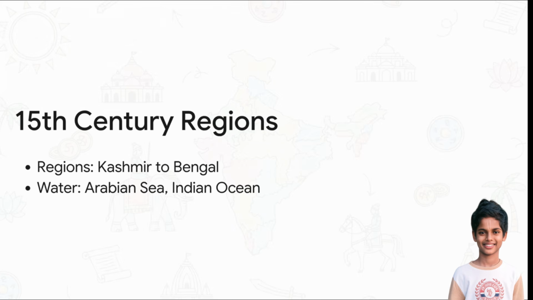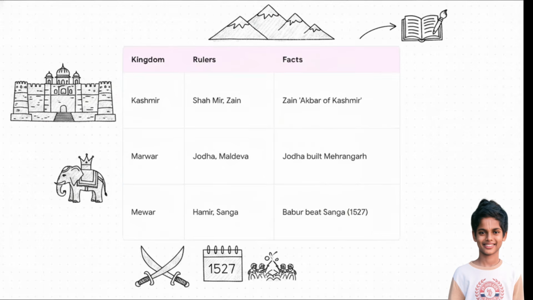Way up north, you've got Kashmir, coming down through Delhi, Marwar, Mewar, Sindh, Gujarat, Malwa, and Khandesh. Then, sweeping over to the east, we hit Jaunpur and Bengal, and forming the massive southern base are the Bahmani and Vijayanagara territories. And wrap all that up with the Arabian Sea, Bay of Bengal, and Indian Ocean on the coasts. Keep that picture in your mind. Now, for the exams, you absolutely have to know who ruled where.